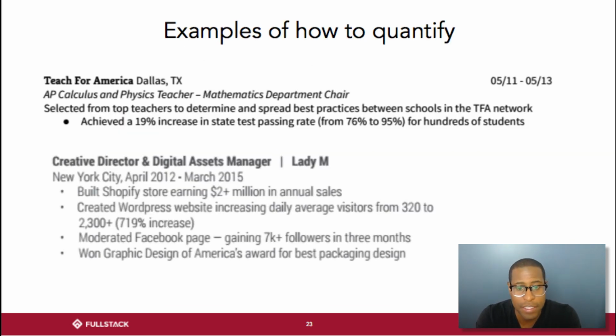So, examples of this in real time: we have a Teach for America bullet point for a resume. Underneath that, on the first bullet point, you'll see: achieved a 19% increase in state test passing rate, from 76 to 95%, for hundreds of students. They could have easily just said increased state test passing rate, but instead they gave us some numerical values to help us really understand and quantify their impact.